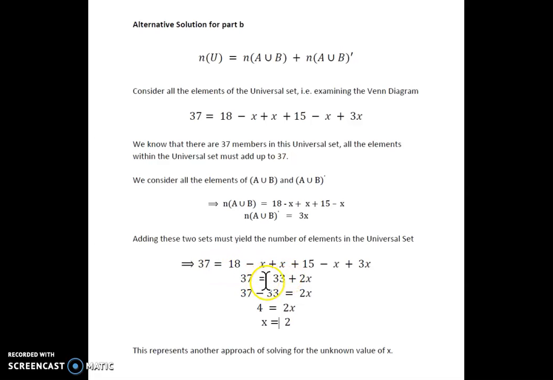Simplifying, you get 37 is equal to 33 plus 2X. This represents another method, another approach to solving the unknown value of X. This represents an alternative solution for part B.